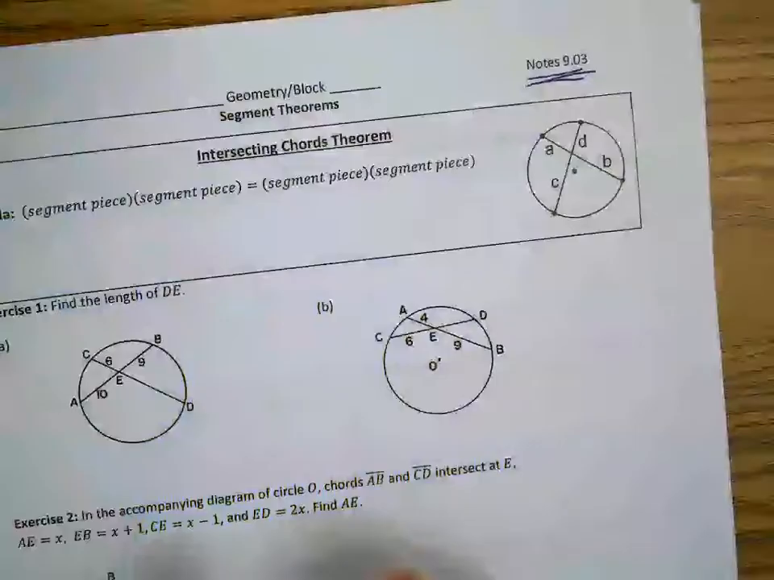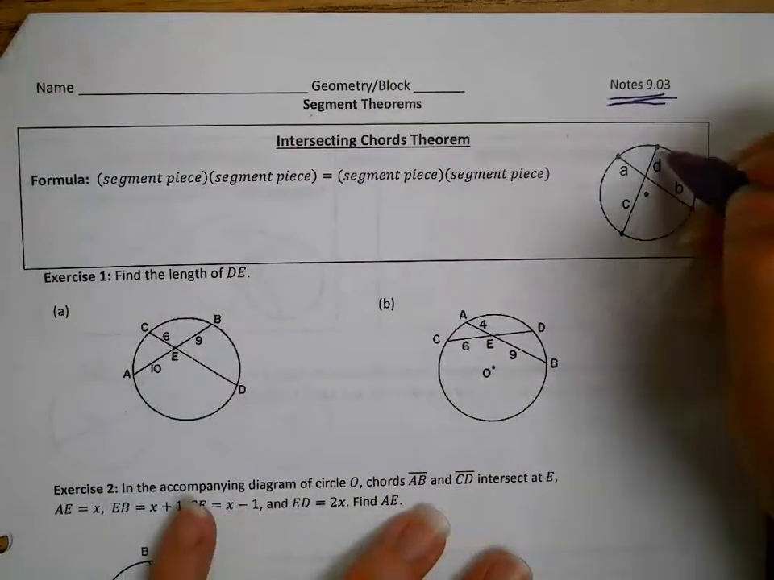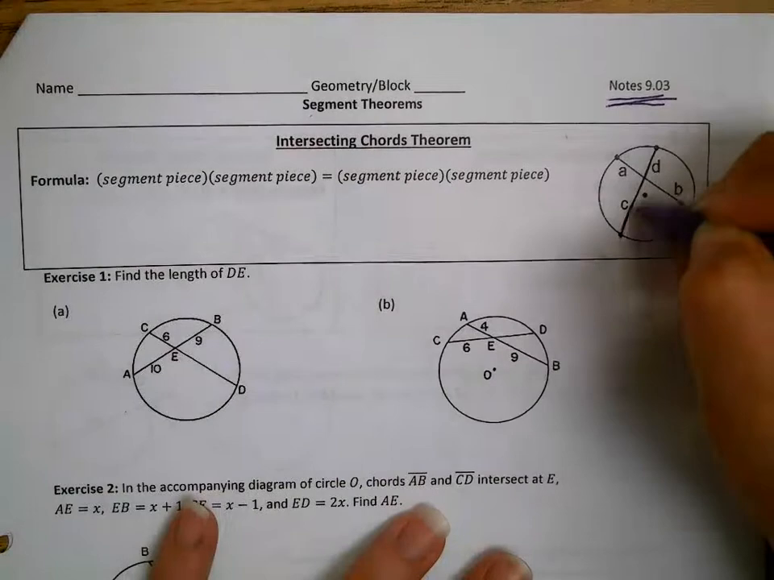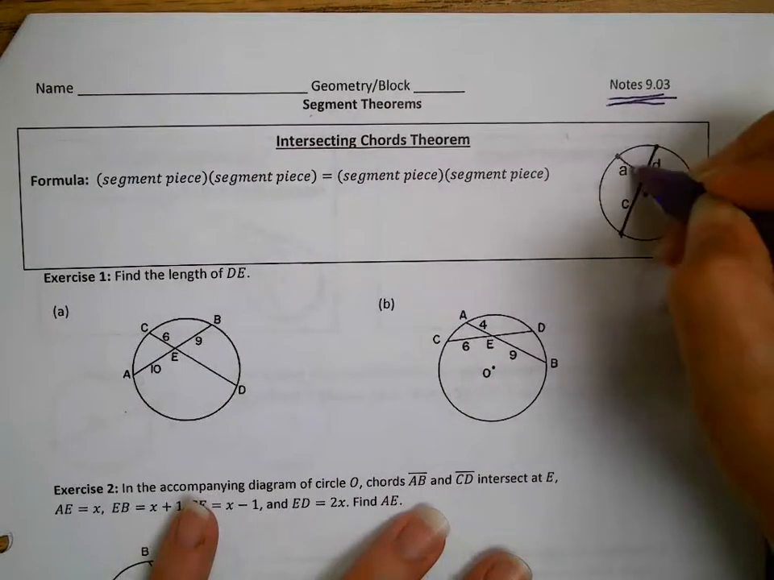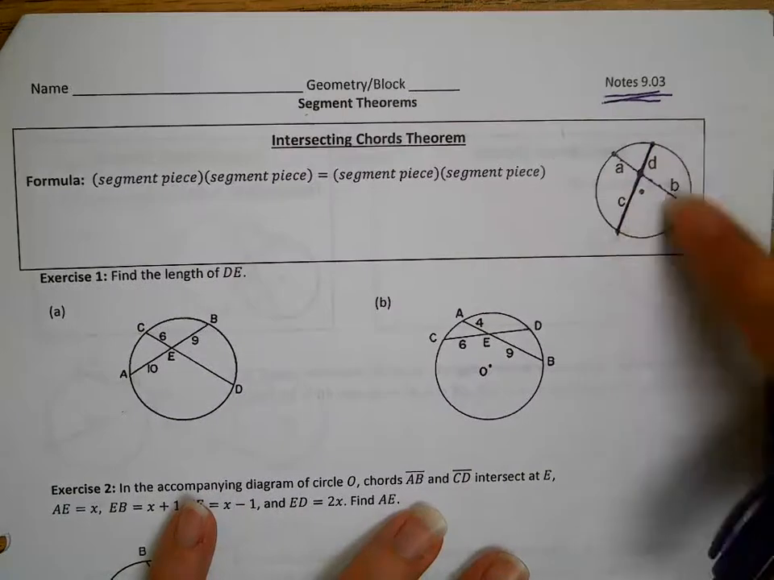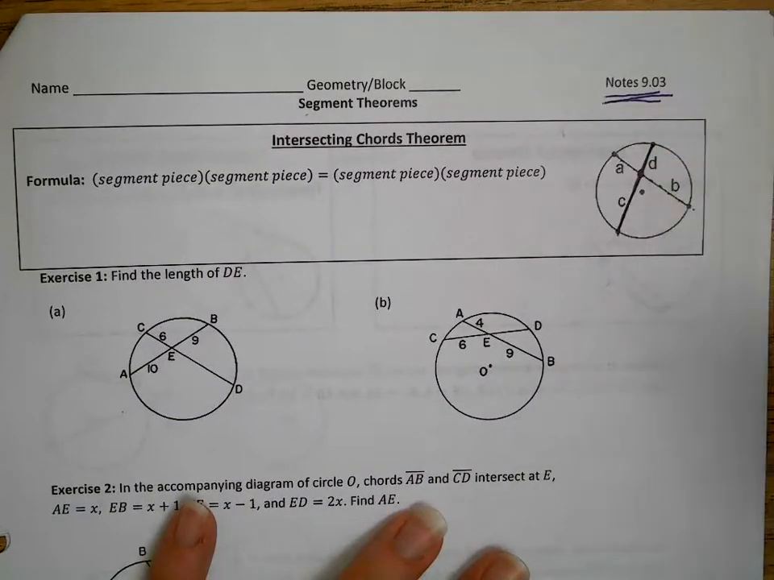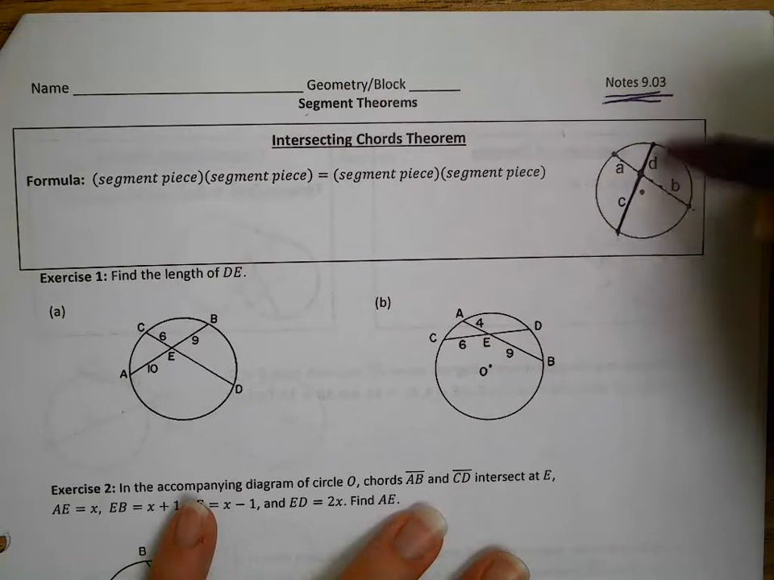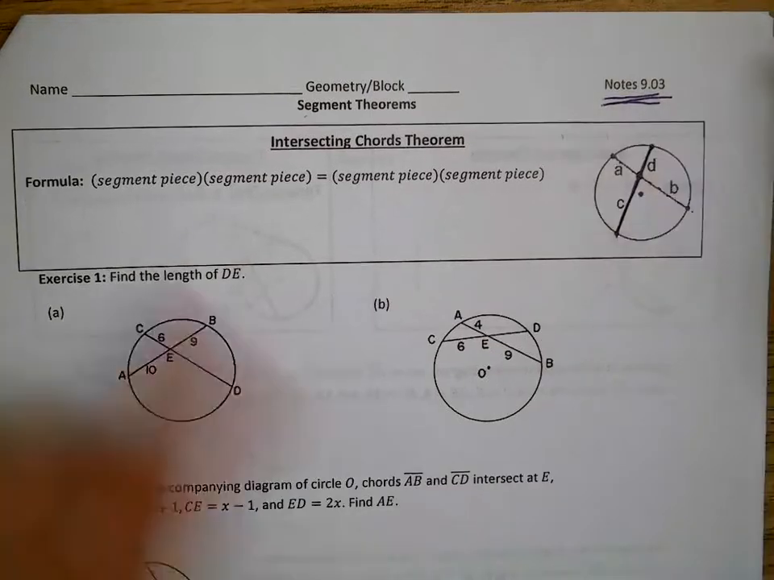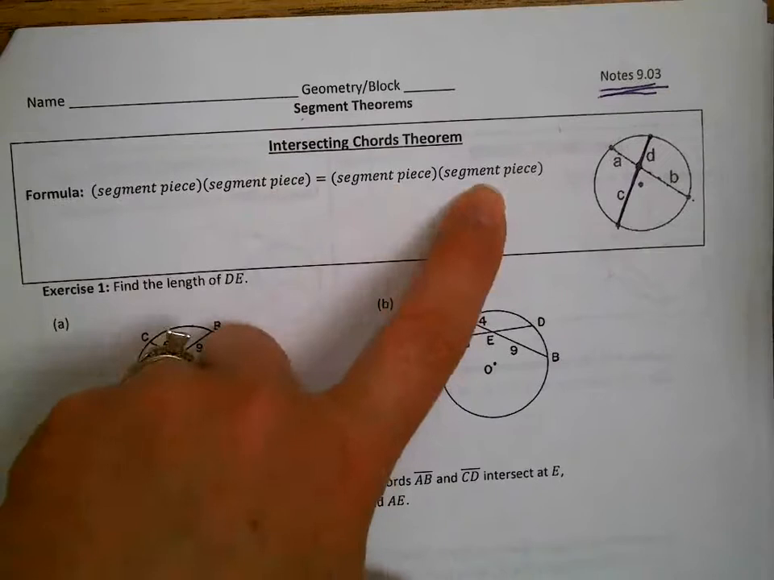So, starting notes 903, intersecting chords theorem. So again, we have two chords, one here and one here, intersecting at a point. It happens to not be the center of the circle. So again, if these two chords intersected at the center, these would all be the radii, and they're all going to be equal to each other. So we have just two segments not intersecting at the center. The segment piece times the segment piece equals the other part times the other part.